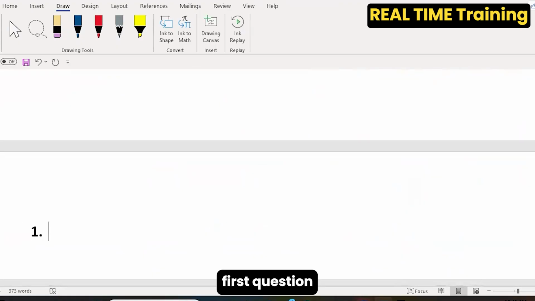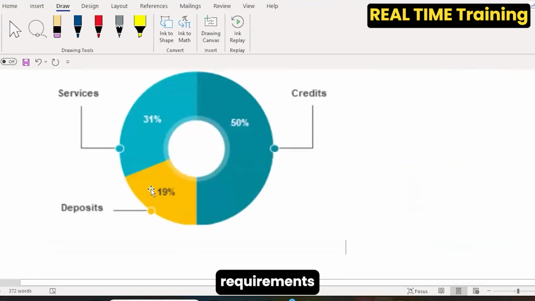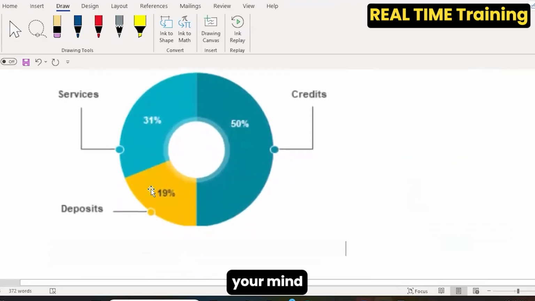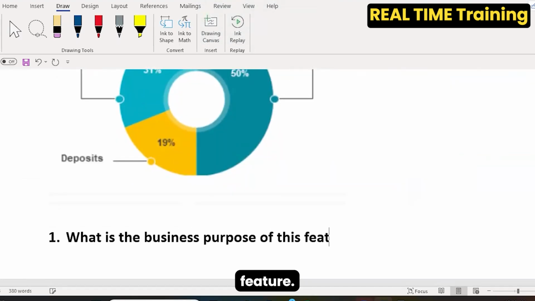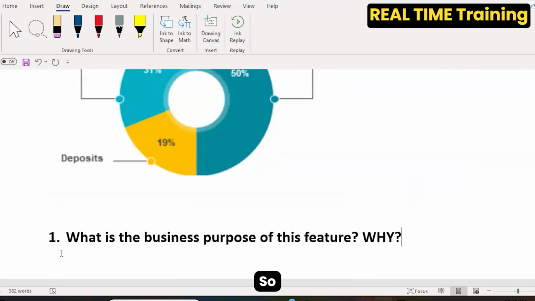The very first question that should come to your mind when you see a feature like this, now that you are gathering requirements for it, is: what is the business purpose of this feature? Very first question, why? Why are we doing this? That why question must be answered. Why do we ask the why question? Why do you need this?